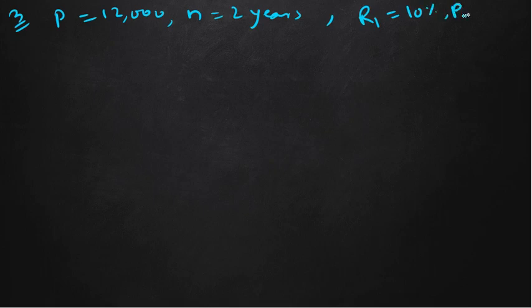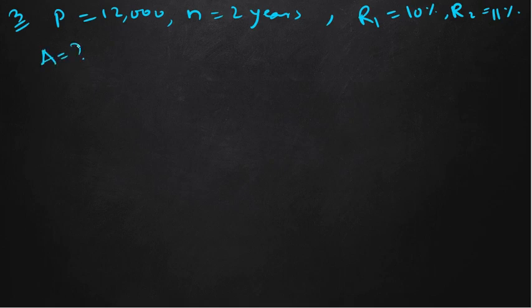So our principal is 12,000, and the number of years is 2 years, at compound interest. The rate of interest in the successive years, that means for the first year the rate of interest will be 10%, and for the second year the rate is 11%. So we need to calculate the amount.